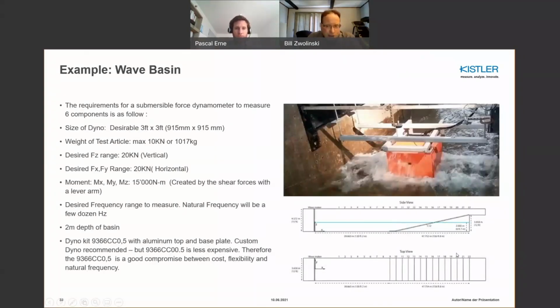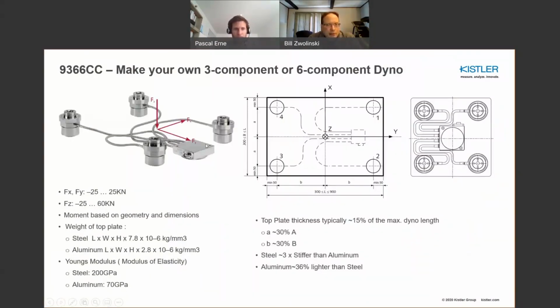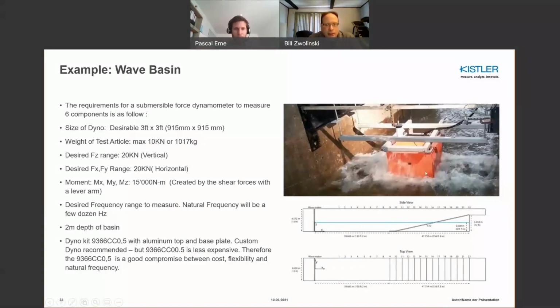Certainly an application here is where you have a flume and some model that acts to model a coastal structure. You can use such a kit to really measure these forces. That's a real common application where you get the quasi-static and dynamic measurement capability.